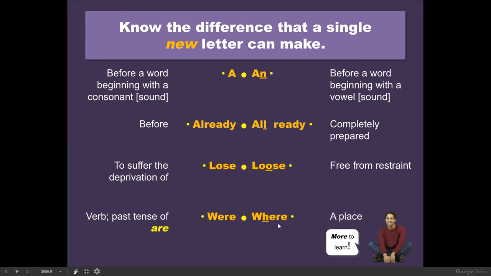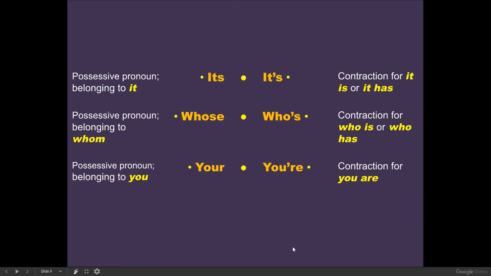Were and where. This is a place, and so the H, you see the word here, tells you that it is referencing a place. Where is the pencil? This is a to be verb, and it's past tense of being. We were going to go to the park, past tense to be.